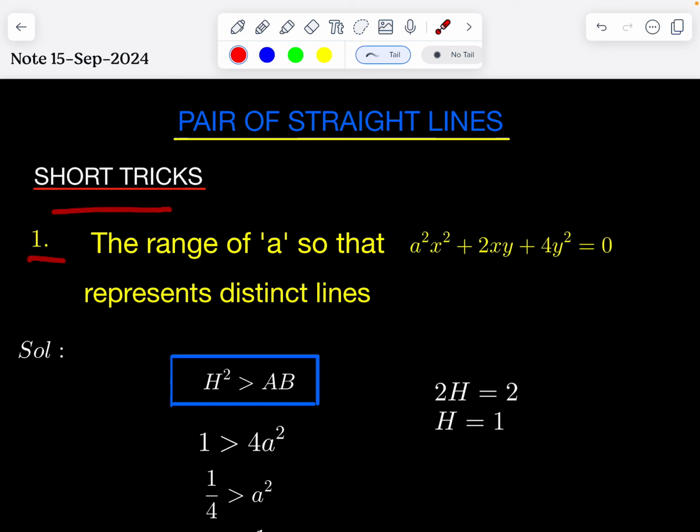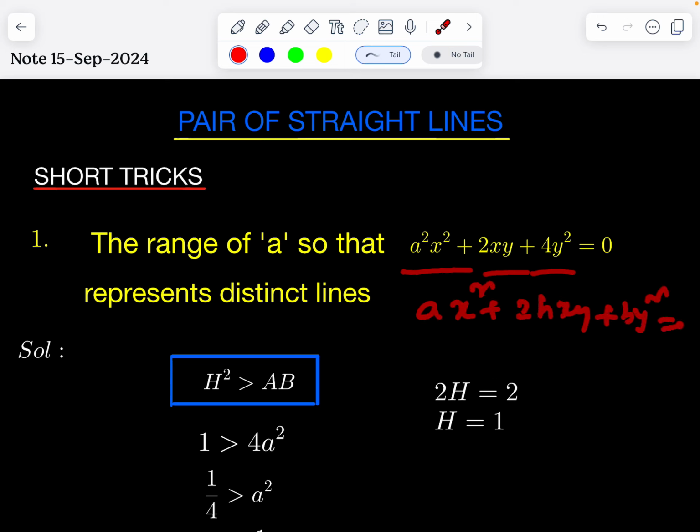Okay. First question. The range of a so that a²x² + 2xy + 4y² = 0 represents distinct lines. Okay. Here it is in the form of ax² + 2hxy + by² = 0. We have some important formula. Given condition represents distinct lines.